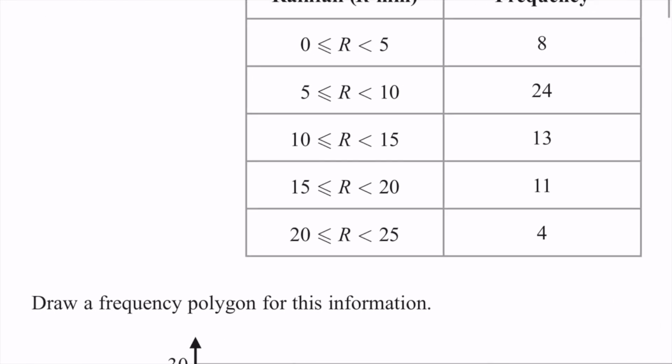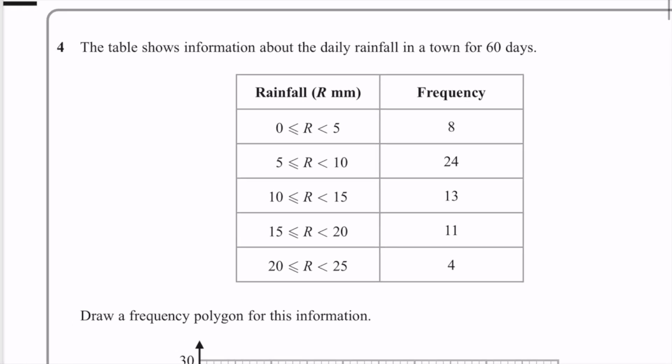Alright, question 4 is about polygons, frequency polygons. It's a 2 marks question. It's very common in GCSE exam questions, mainly at Excel. So to plot the frequency polygons, you need to plot midpoint. Remember this, midpoint with frequencies.